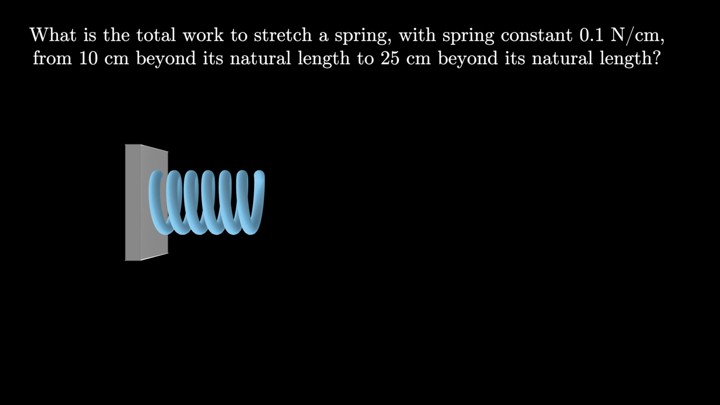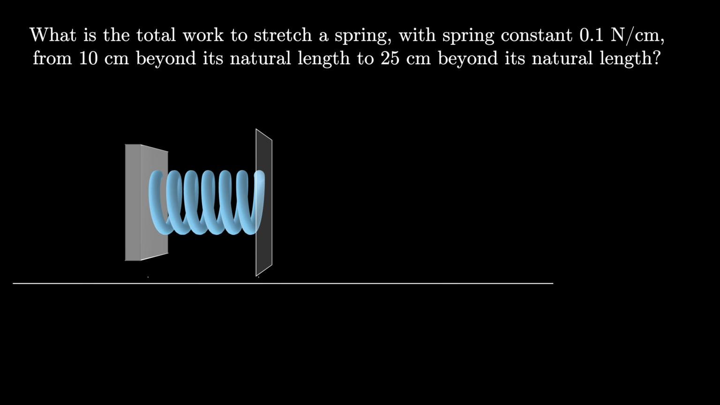To figure this out, we again set up an axis system. This time, we will use x-coordinates because we think of the system as stretching or compressing horizontally. Then we make a choice in this case to place the x equals 0 coordinate at the end of the spring sitting at its natural length. Of course, we could also make other choices, such as placing x equals 0 at the base of the spring. The coordinate choice should not affect the final amount of work done.